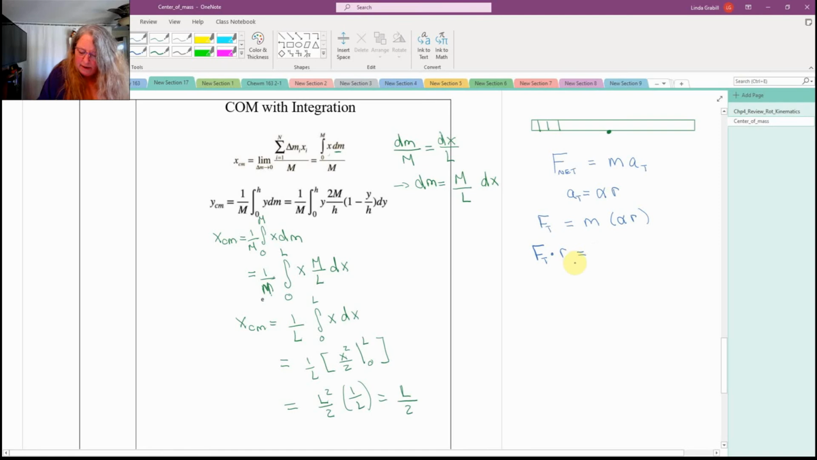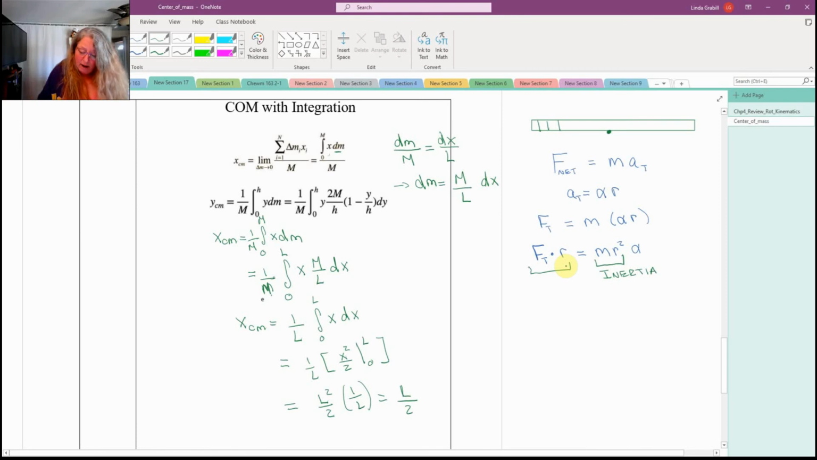and then if I've dotted it with the r on the one side, I'm going to dot it with the r on the other side, and r dotted with r, they're both vectors, gives me r squared. So I'll have m r squared times alpha. So we have a couple of cool things that popped out of here. This here would be defining the inertia. And this here says, how do I have to apply a force to get a rotation?